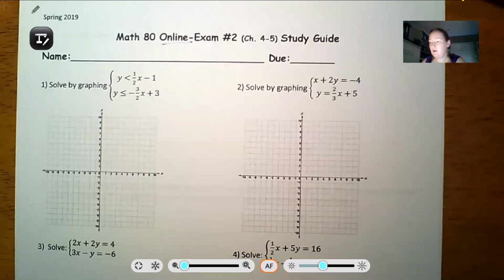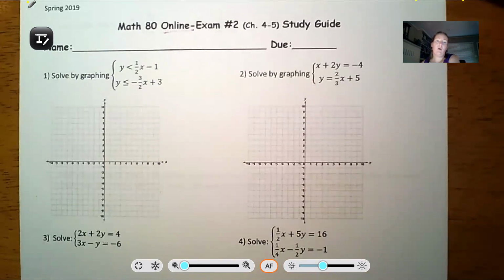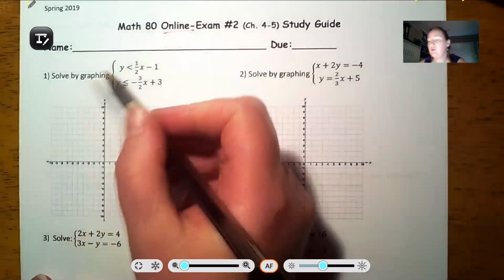So this is a sample study guide for chapters 4 and 5. Question 1 is asking you to solve by graphing, and it gives you two inequalities.